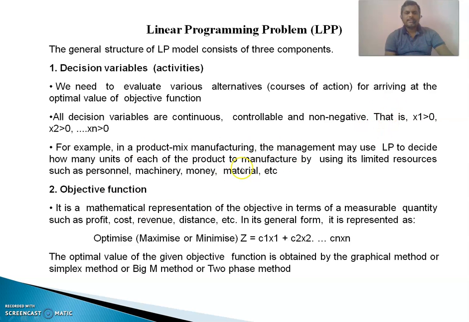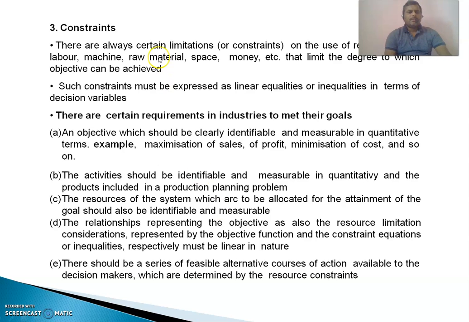Here I have mentioned one example that is related to product mix, and second one is objective function that could be maximize or minimize in both cases. Third one is constraints. Here constraints will be labor, machine, raw material, etc. And such constraints must be expressed as linear inequalities in terms of decision variables.